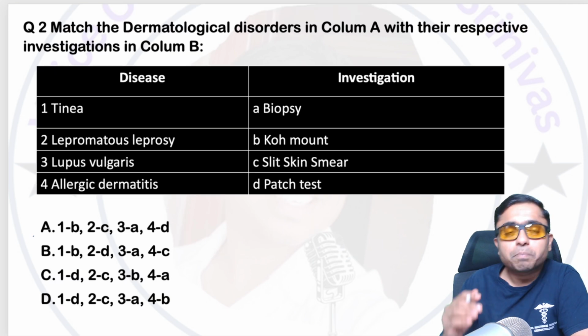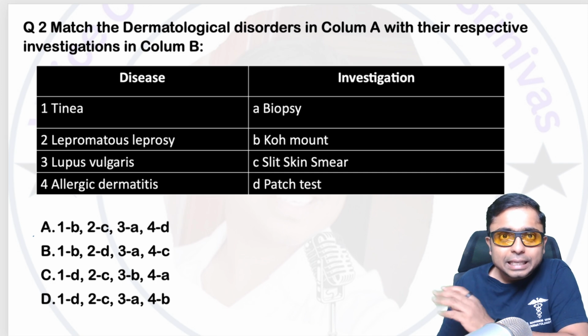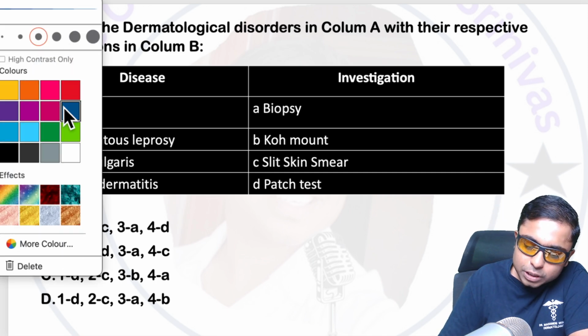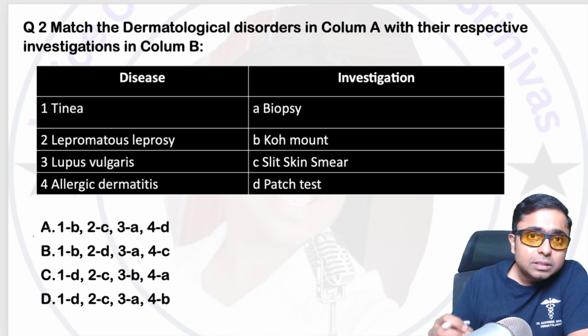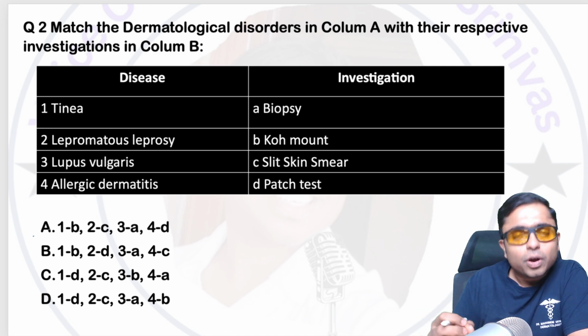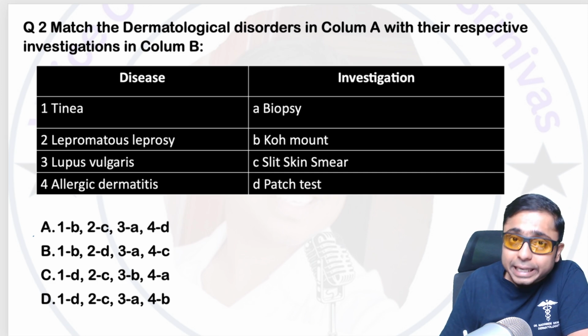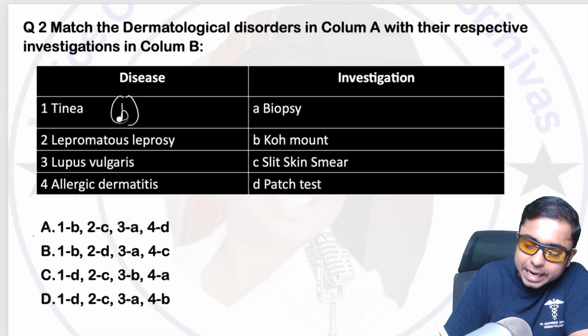So the next question is a match the following type. You need to match all the diseases and the investigations done. Whenever you have these types of match the following questions, you might feel that, sir, it is very difficult. But the good news is that if you know at least 3 or at least 2 of them, you can at least eliminate some of the options. For example, tinea. What is the investigation you are going to do? Microbiology knowledge. It is KOH mount.